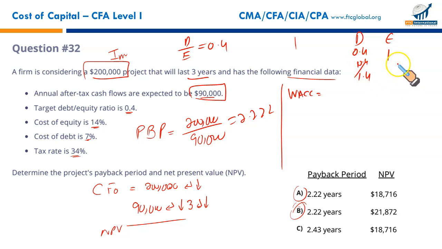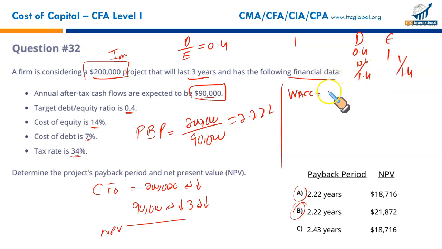What is the proportion relevant to equity? 1 upon 1.4. So what I've done simply, debt is 0.4 times of equity. It means equity is 1. Debt is 0.4. Total funding 1.4. Debt is 0.4 of 1.4 and equity is 1 part of 1.4. So 0.4 by 1.4, 1 by 1.4. There are other ways to calculate. You can calculate percentage if you want to. Keep your working as simple as possible.